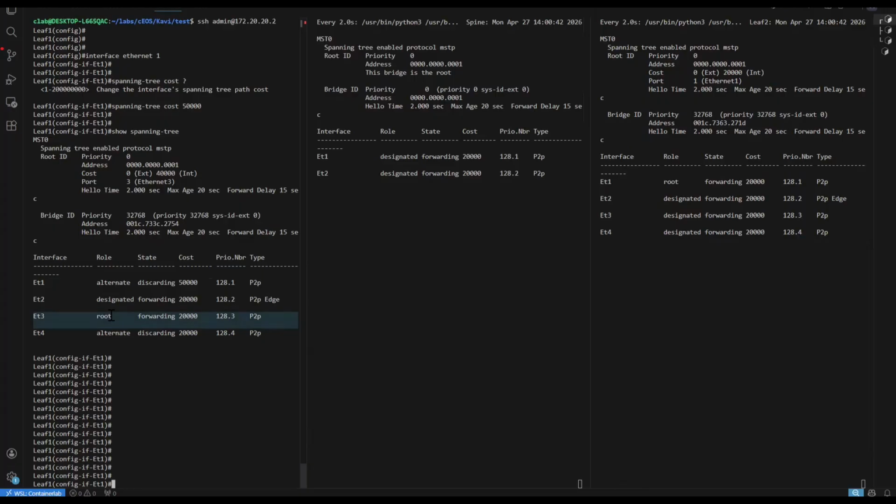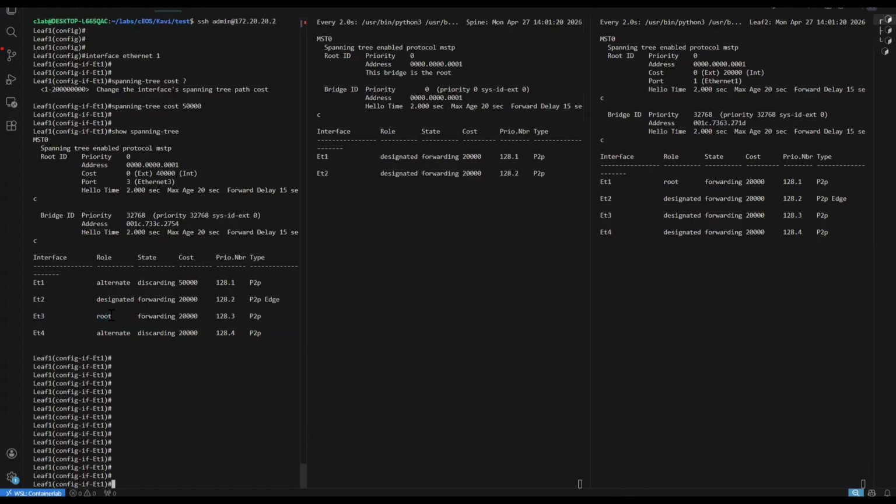So you might be asking this question. You are saying ET3 has lower path cost than ET1, so it became the root port. Then what about ET4? ET4 also has the same root path cost, which is 40,000. So ET3 and 4 have the same root path cost. Then why is ET3 the root port, not ET4? That is a good question. Let me explain that as well.